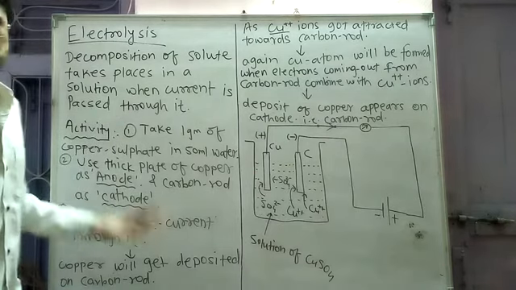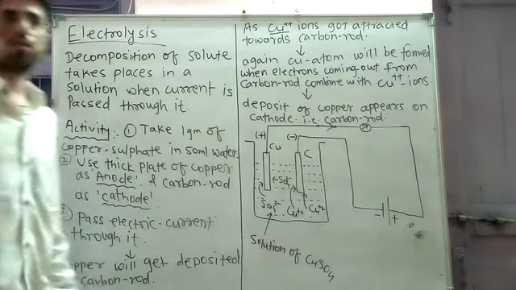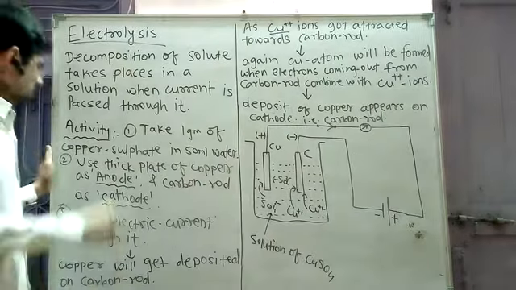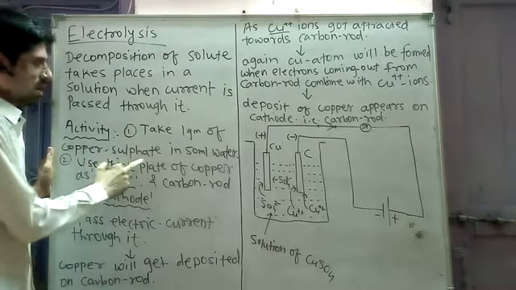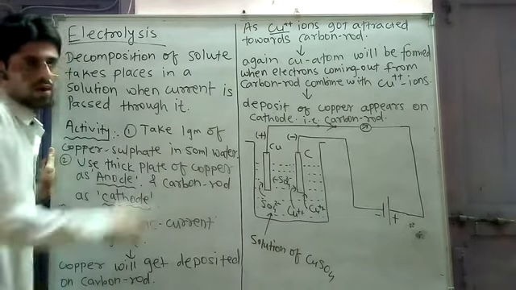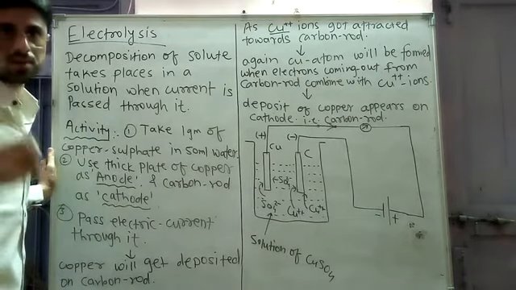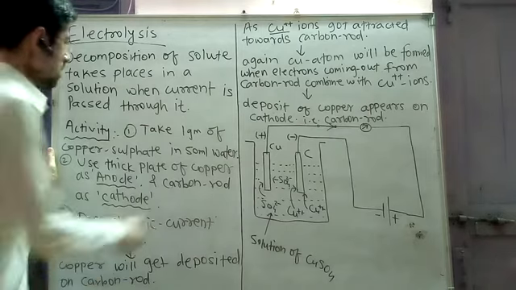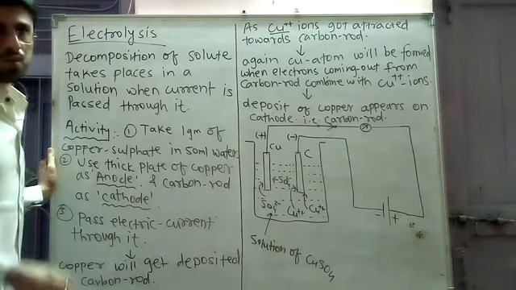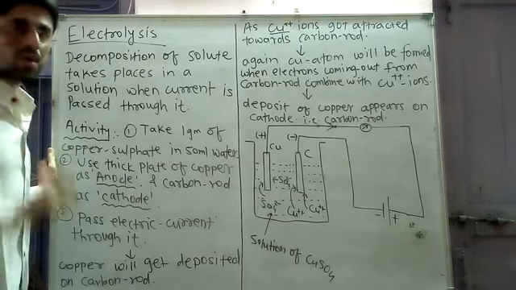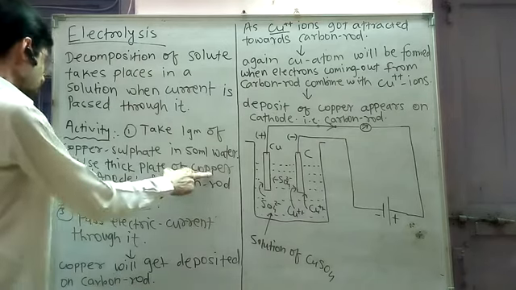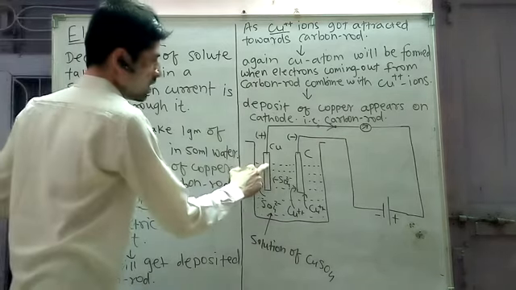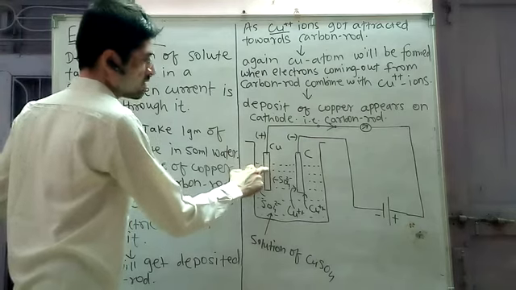To demonstrate this whole process, we will carry out one activity. In this activity, we take 1 gram of copper sulfate, that is CuSO4, in 50 ml of water, and we are using a thick plate of copper as the anode.